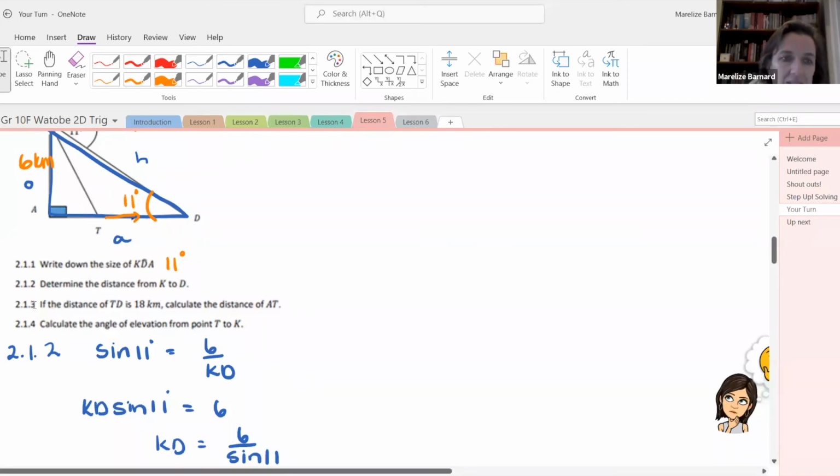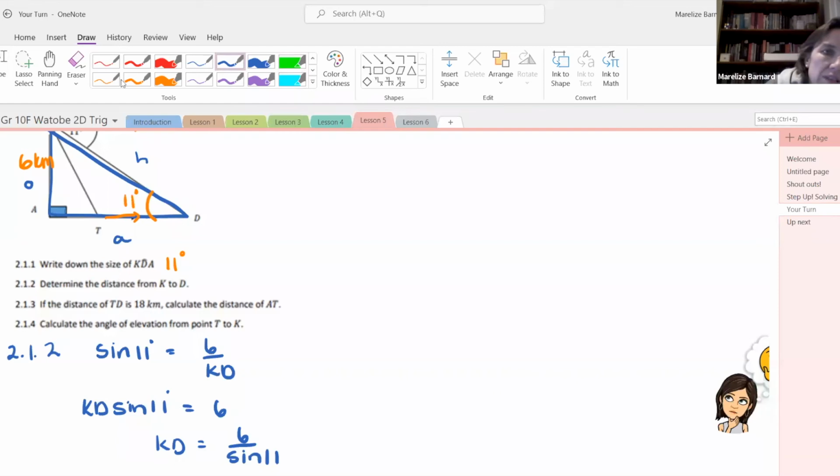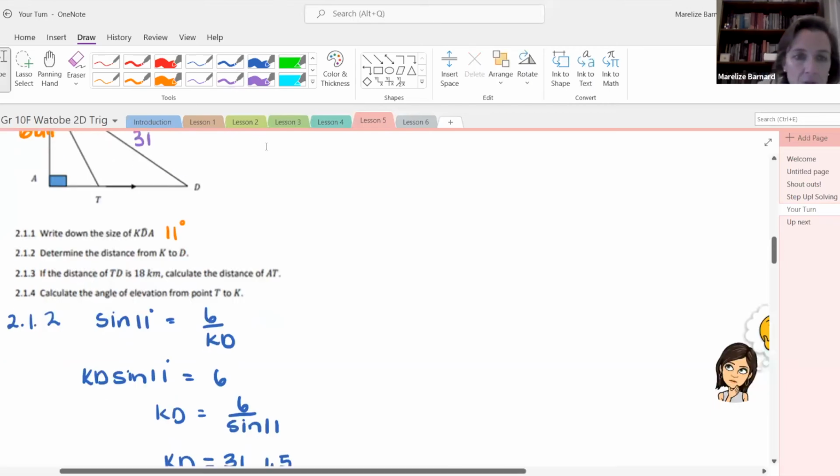And if the distance of TD is 18 kilometers, so I'm just going to clean our sketch up a little bit with all of this here, just so that it doesn't cause any confusion. So the question is, if the distance of TD is 18 kilometers, calculate the distance of AT. Okay, so we're going to fill in what we found. KD is 31,45.